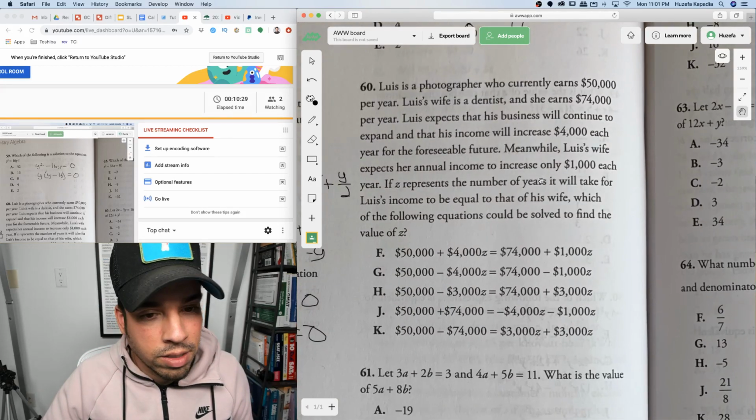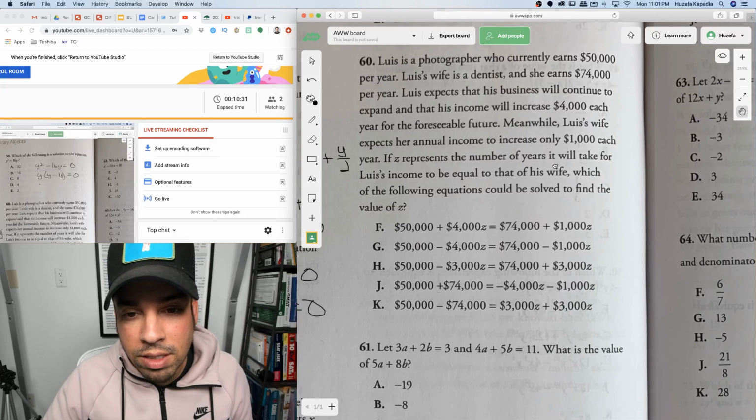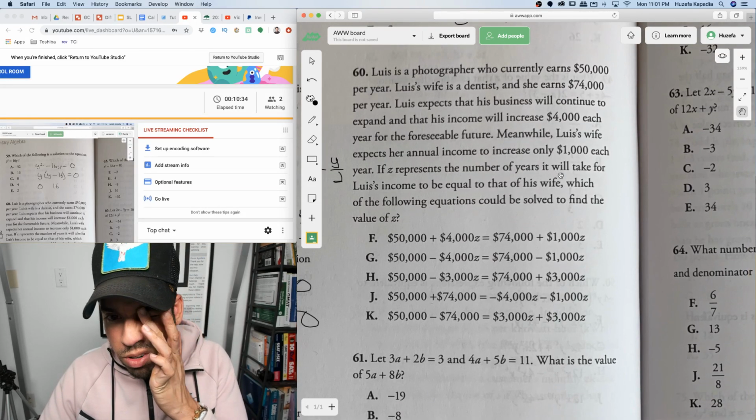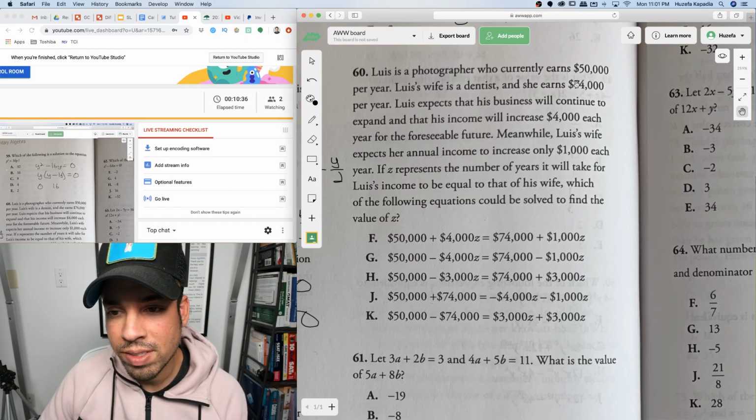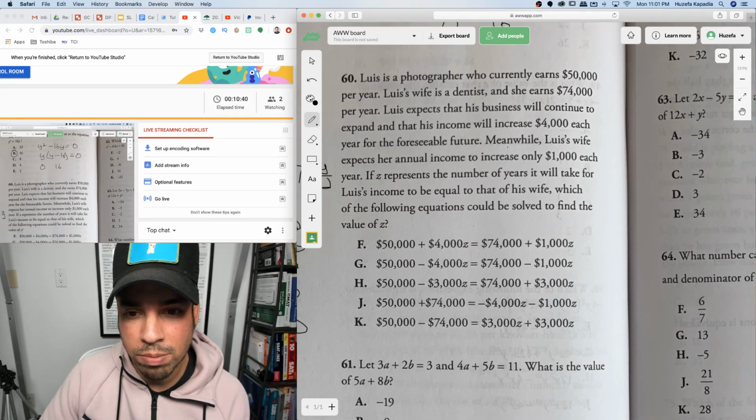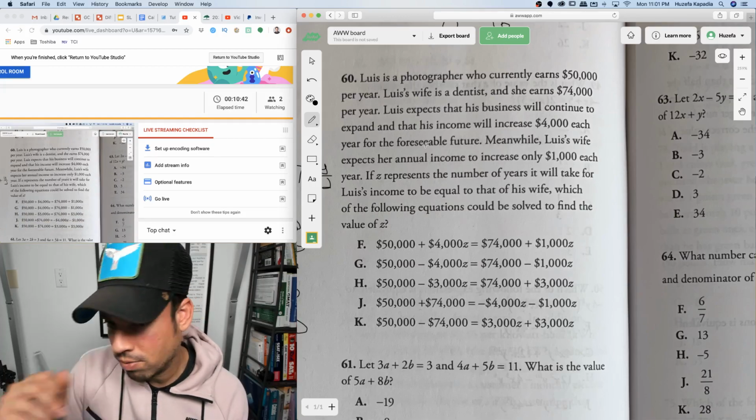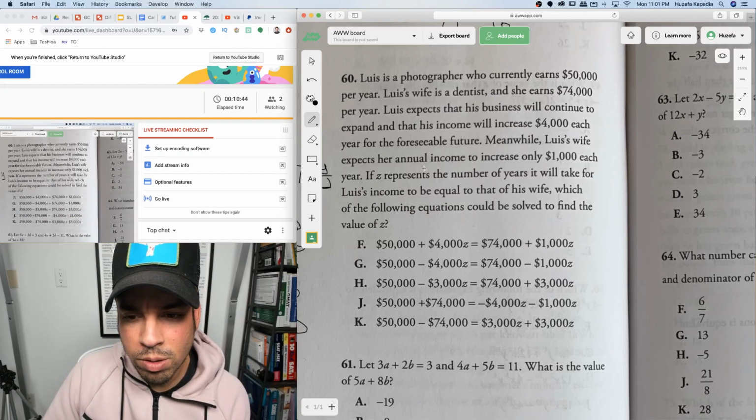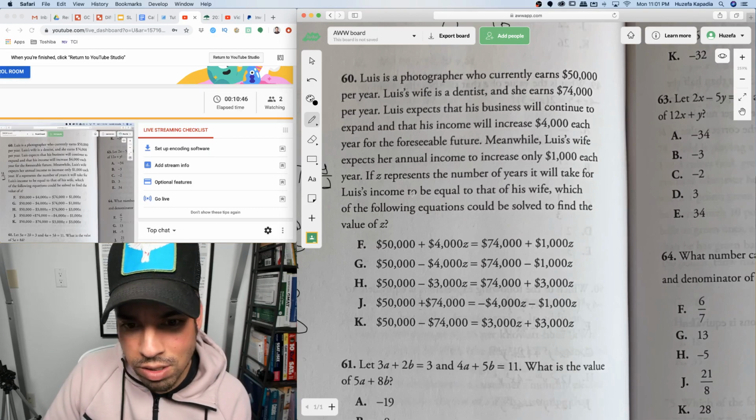Okay, number 60, excuse me. Lewis is a photographer who currently earns $50,000 per year. Lewis's wife is a dentist. She earns $74,000. Lewis suspects that his business will continue to expand. His income will increase $4,000 each year for the foreseeable future. Meanwhile, Lewis's wife expects her annual income to increase only $1,000 each year.